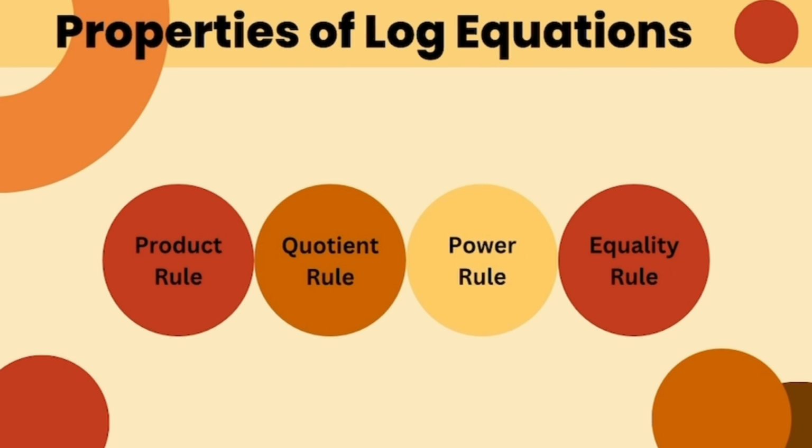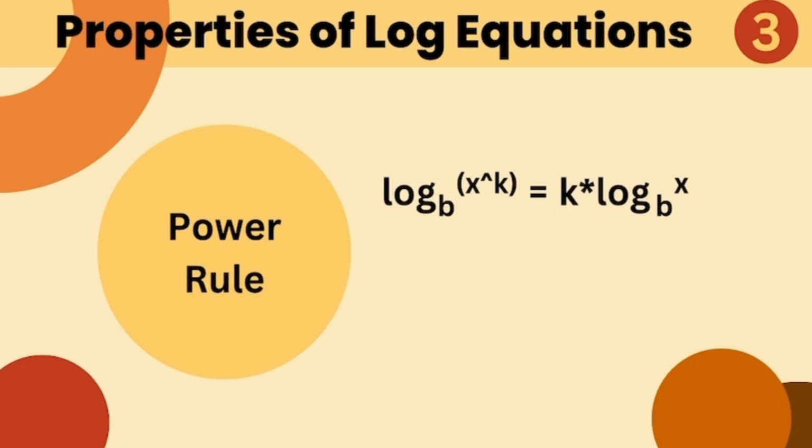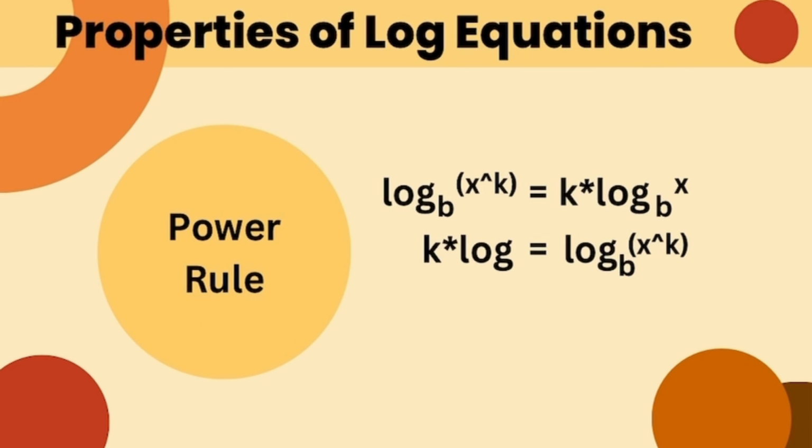Moving on to the power rule. The power rule allows you to move the exponent of the number inside the argument of a log equation in front of the log equation itself. So as you can see with the example, we have log base b of x to the power of k. You can move that k in front of the equation. And if you want, you can switch k from being in front back into the argument, where it would turn into the exponent of x.